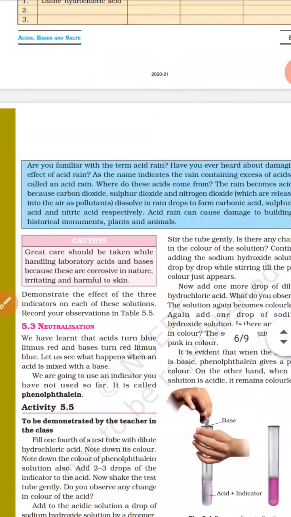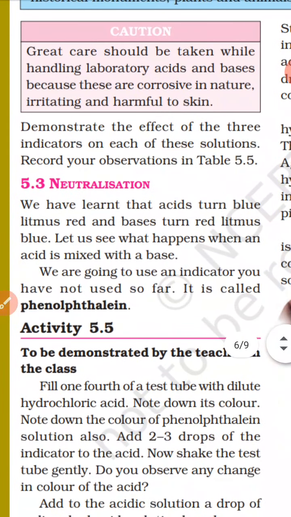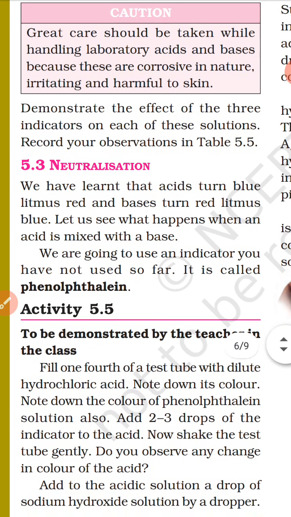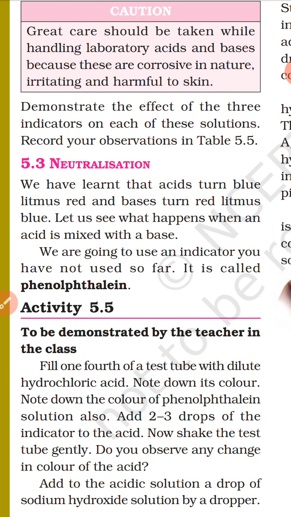Now we will see neutralization. We have learned that acids turn blue litmus red and bases turn red litmus blue. Let us see what happens when an acid is mixed with a base. We are going to use an indicator you have not used so far. It is called phenolphthalein. So we were discussing 5.3 neutralization, students.